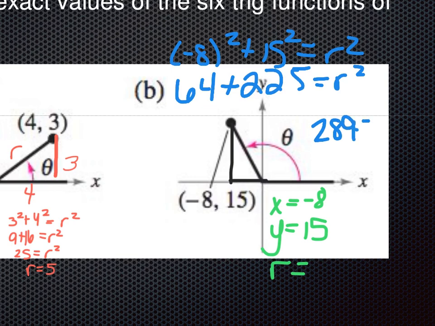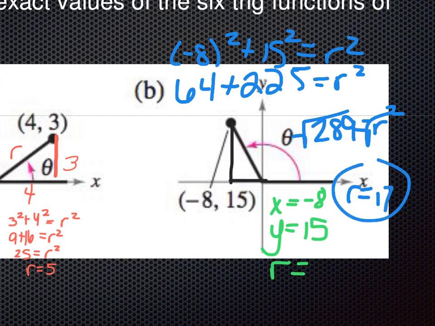289 equals r squared. So take the square root. So what does r equal? 17. Square root of 289 is 17. Good. Good job, guys.